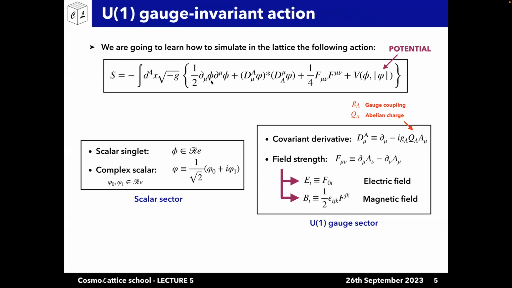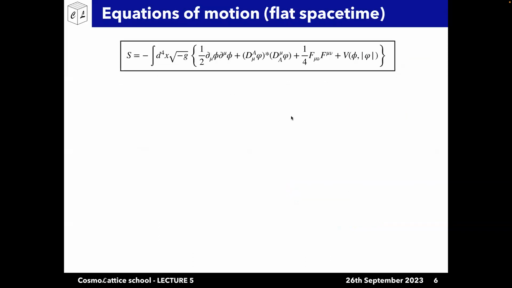No, because this is a scalar singlet. This is not a complex scalar. It's a scalar singlet, which is not coupled to the gauge field directly. Only this one is coupled to the gauge field through the covariant derivative. So phi and curly phi are different kinds of field species.